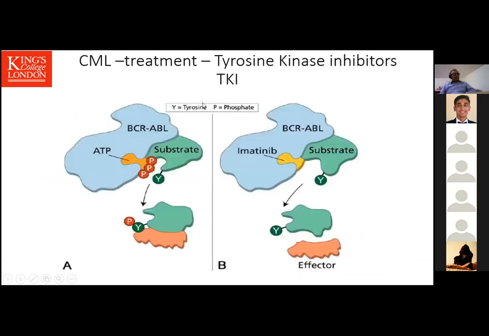The treatment of chronic myeloid leukemia is by these TKIs, the tyrosine kinase inhibitors, and what it does is it actually sits into the ATP domain, which is the main domain by which the cells are proliferating after the BCR-ABL meets the substrate. Imatinib sits into the pocket of ATP and does not let the effector cell function. And that's how the disease is controlled.